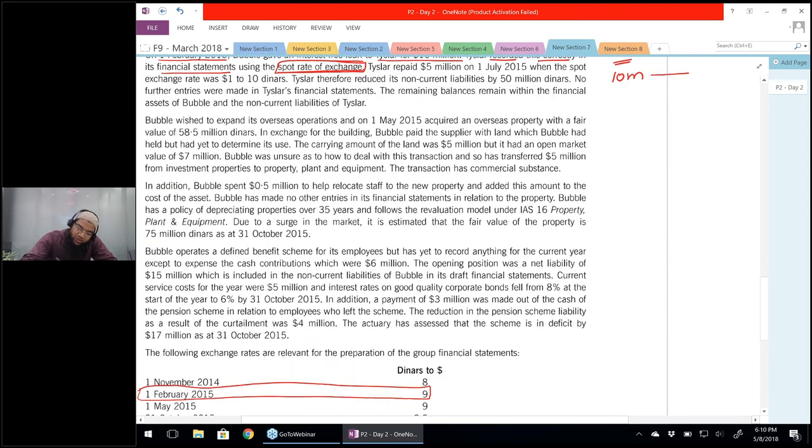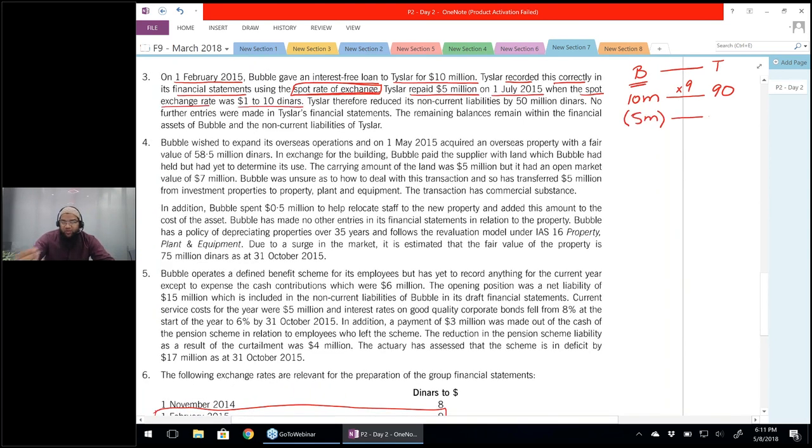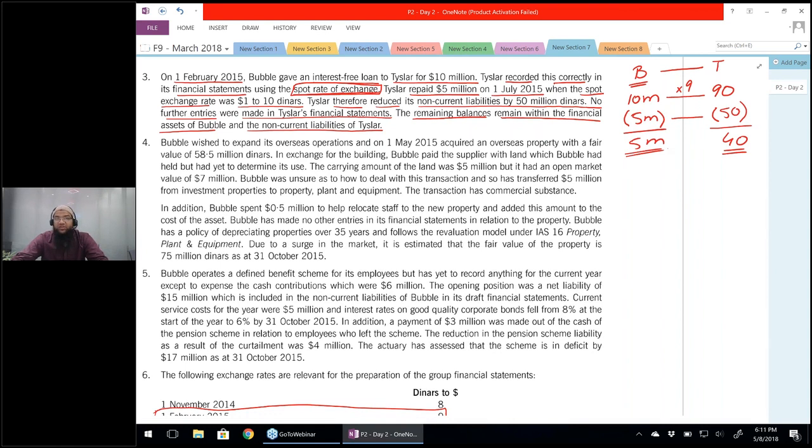T repaid $5 million on 1st July 2015, when the spot exchange rate was $1 to 10 dinars. So at the time of repayment, the rate was 10 dinars to the dollar. T therefore reduced its non-current liabilities by 50 million dinars. No further entries were made in T's financial statements. So T has a non-current liability of 40 million dinars. The remaining balances remain within the financial asset of Bubble and the non-current liabilities of T. So $5 million is recorded in Bubble's financial statements and 40 million dinars is recorded in T's financial statements.